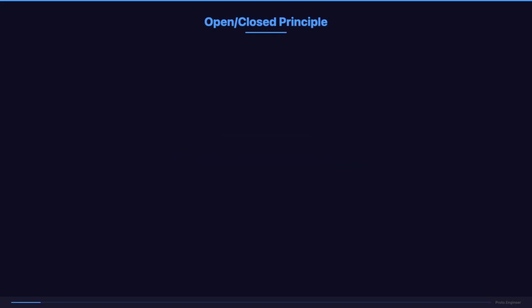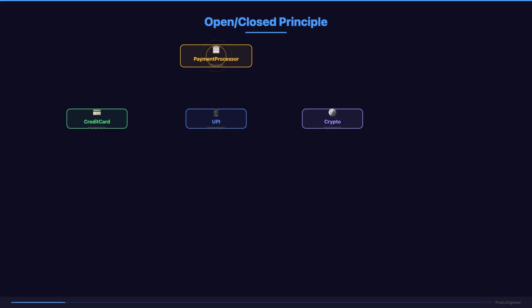Low-level design, day 3. The open-closed principle says your code should be open for extension, but closed for modification. What does that actually mean? Imagine you have a payment processor. Today it handles credit cards and UPI. Tomorrow, the business wants to add crypto payments. With a well-designed system, you should be able to add crypto by writing a new implementation, not by modifying the existing payment processor code. The key tool here is interfaces.